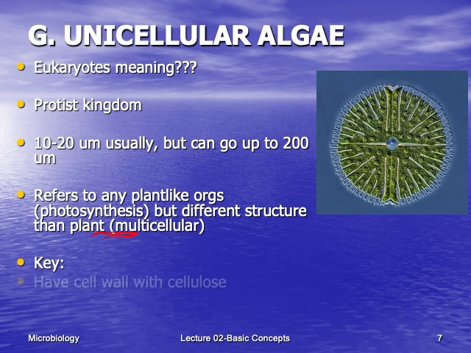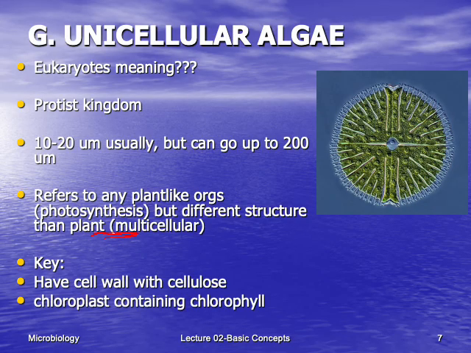What's key about them to know? Well, they have cell walls with cellulose. They're eukaryotes, so they can have a chloroplast that contains the chlorophyll. And they have your usual organelles that you think of in a eukaryote. They have the nucleus, mitochondria, lysosome, vacuole, and so forth.